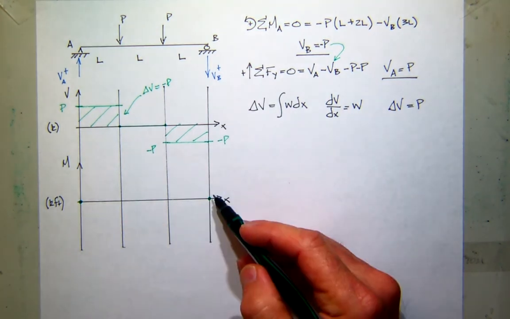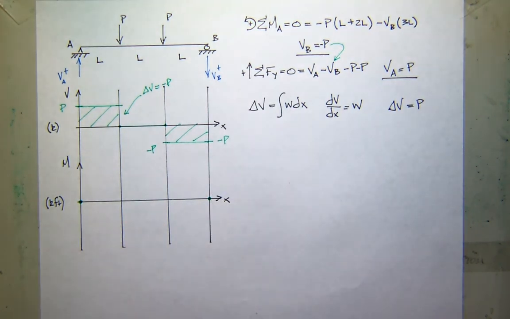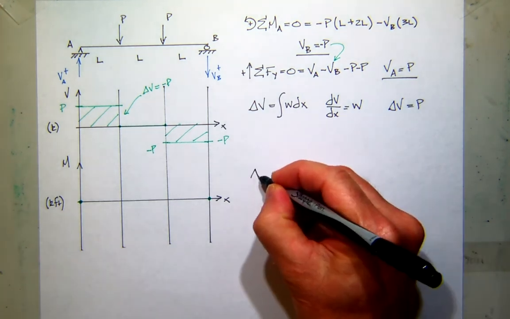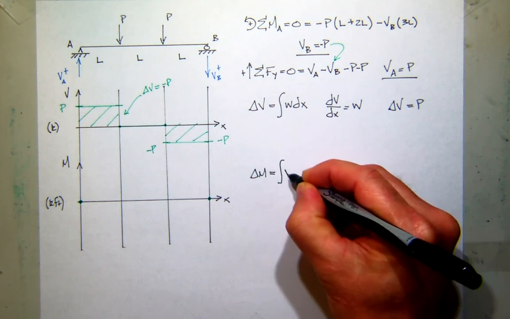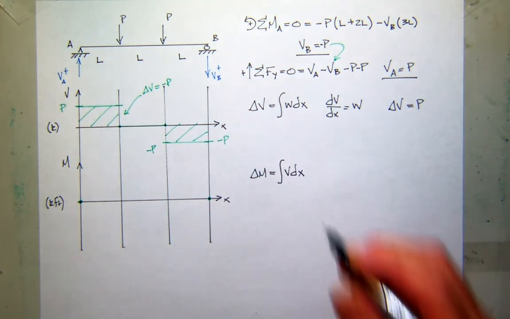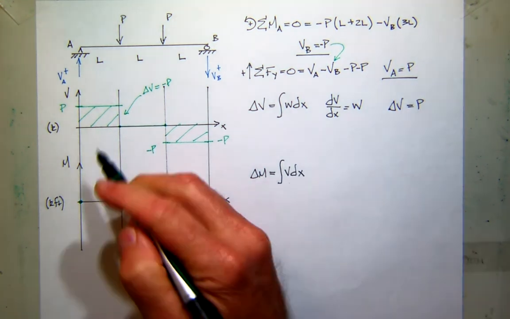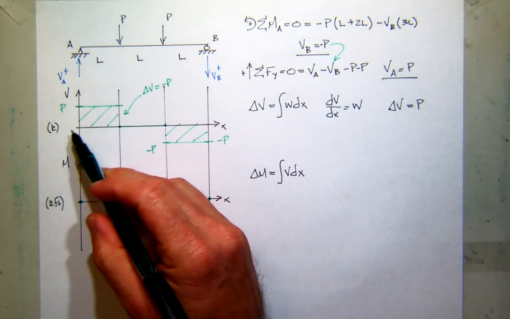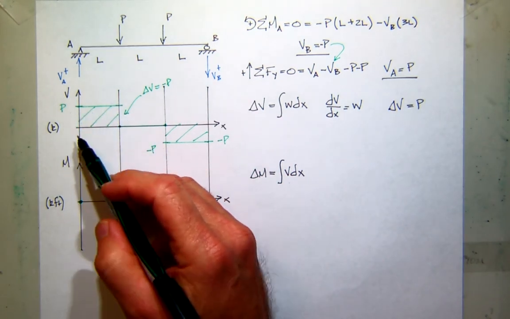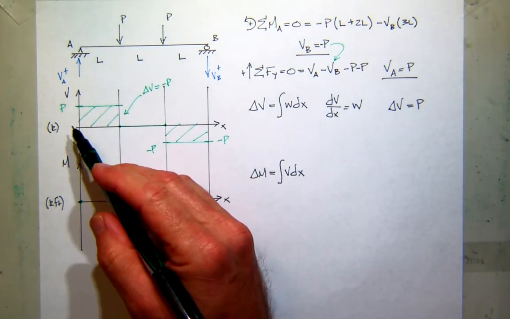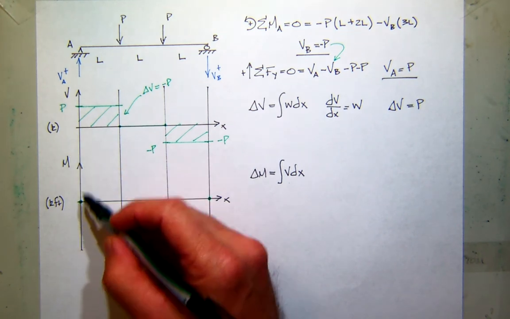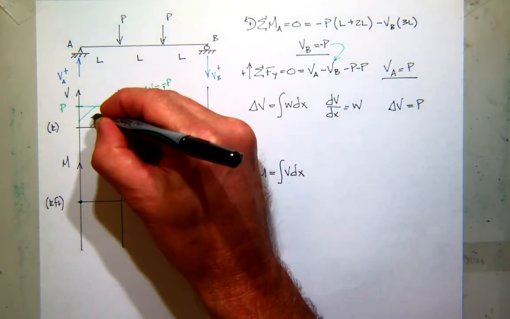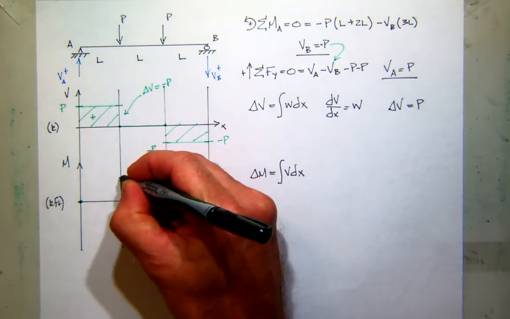So again, I know where I am. I know where I want to go. I need to connect the dots. So how do I connect the dots? Well, now we know that the change in moment between any 2 points is the area under the shear diagram. Let's see, there's an easy area to calculate. From 0 to L, what's the area of the shear diagram? What's a rectangle? Area of a rectangle is base times height. PL. So if I start at 0 and I add positive PL, I get PL.